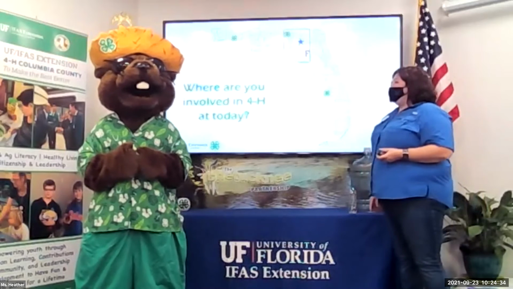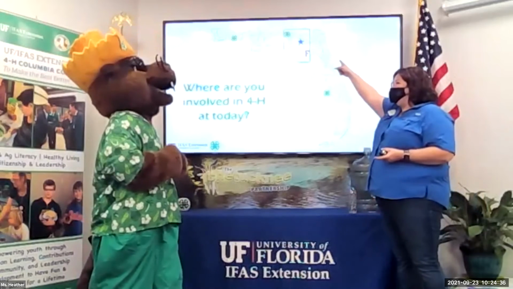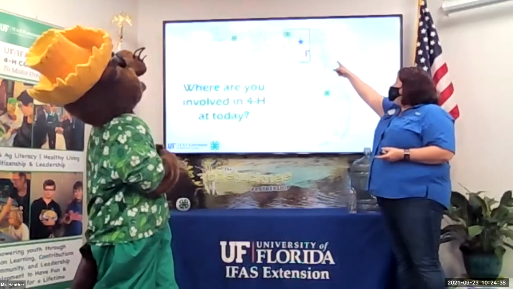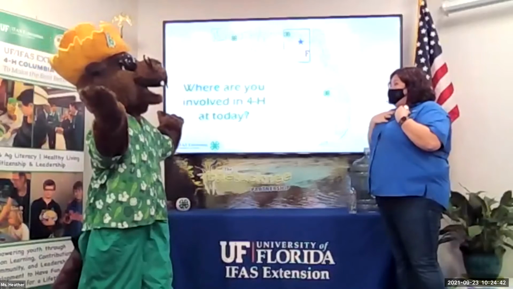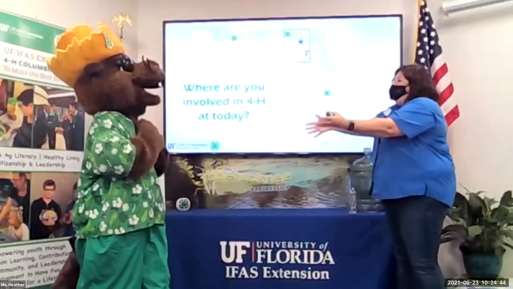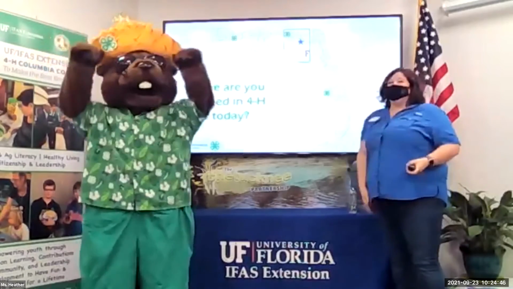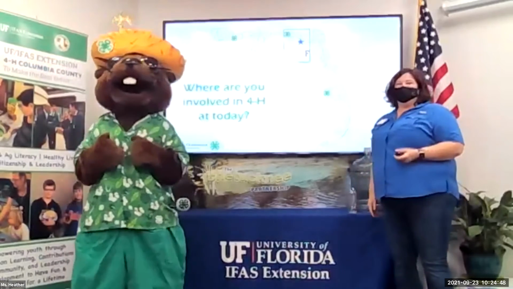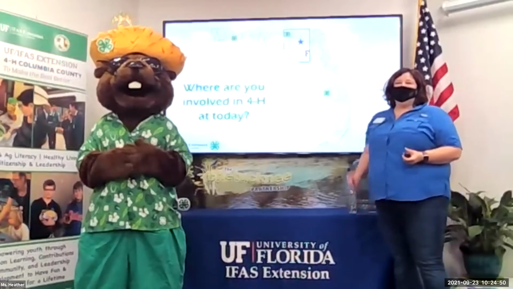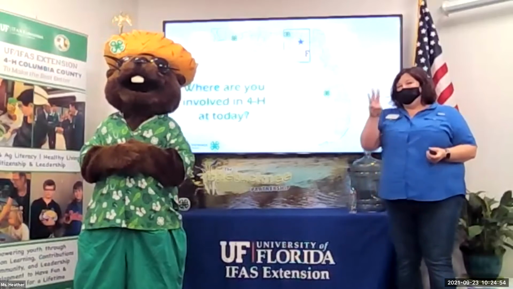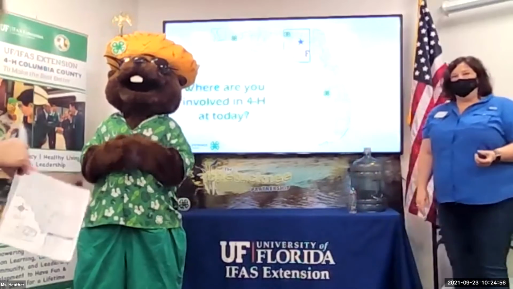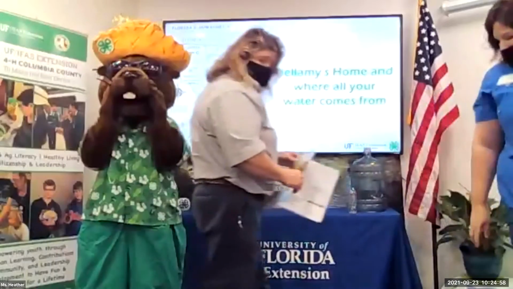All right, Bellamy, what do you think that is? That box, that square right there, where do you think that is? It's right there where we are. It's where your home is. It's where you're from. So we're going to let Miss Paulette come over. She's going to tell us some more. And while she's coming up, grab your activity book on page 3, and she'll tell you more about it. All right.